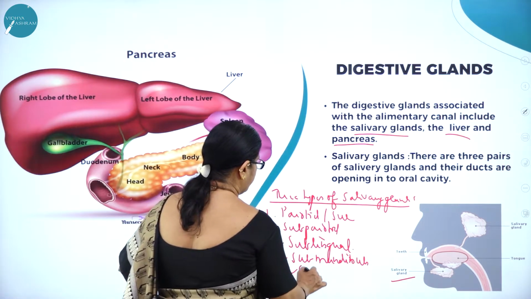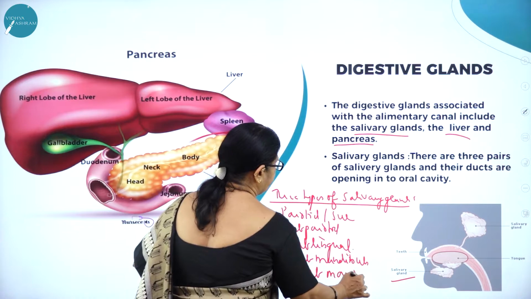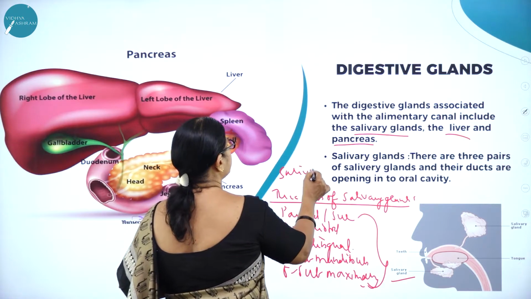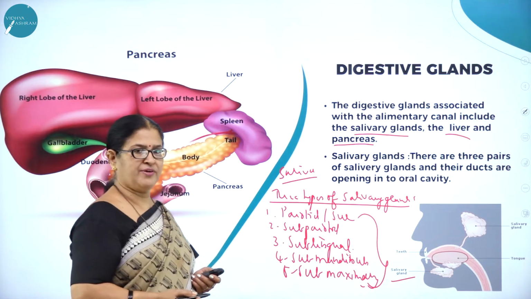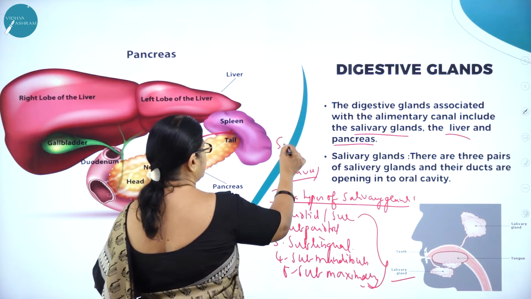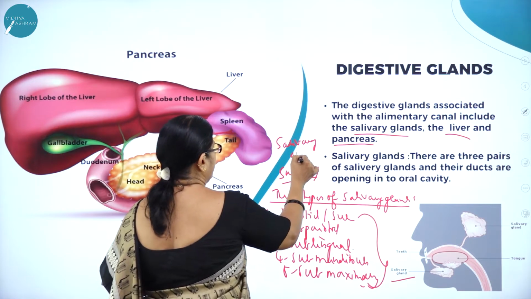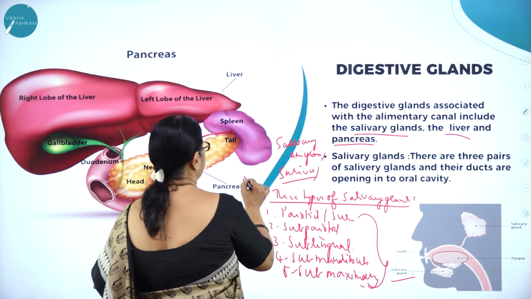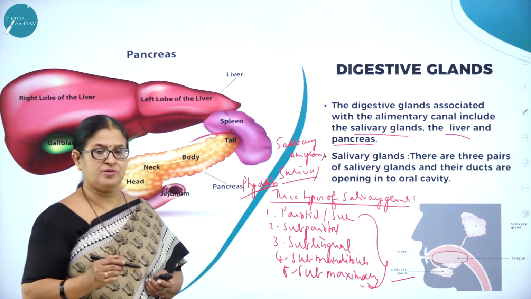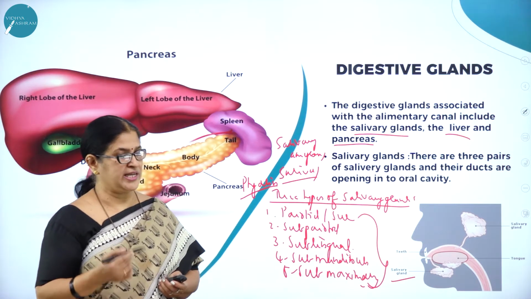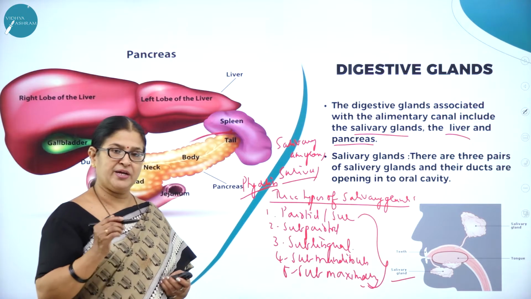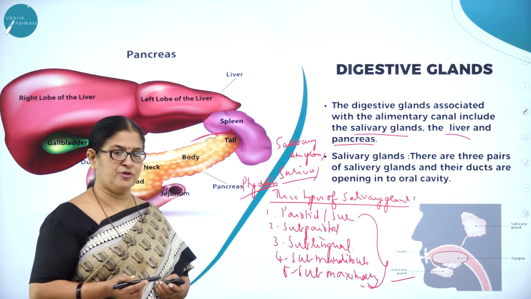Then submaxillary, maxillary salivary glands. All these salivary glands are very important in producing a liquid-like substance called saliva, which contains an enzyme also called salivary amylase, or ptyalin, which does the major process of digesting the carbohydrate food that is taken in the form of food. Also it helps in lubricating the food, keeping it moist and converting it into a semi-solid food called bolus.